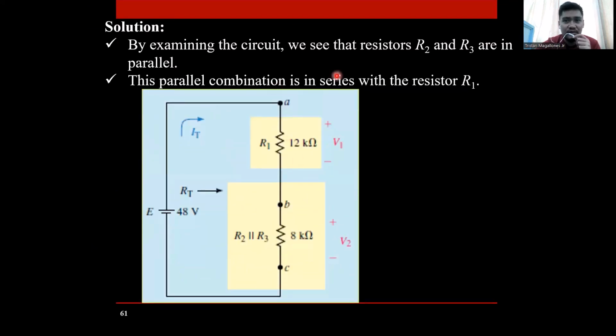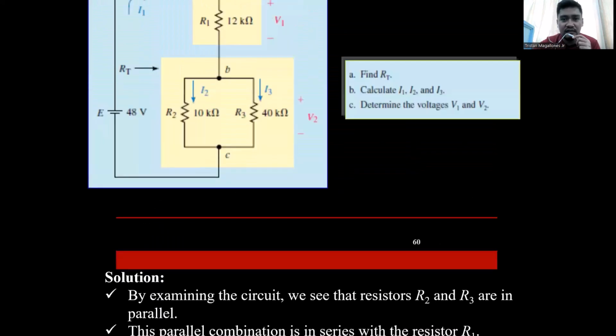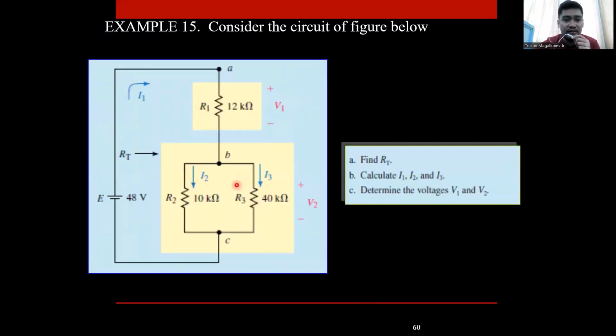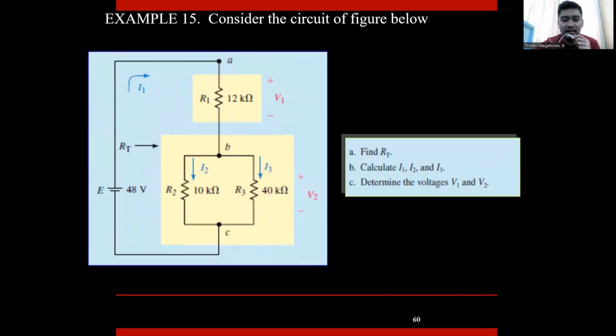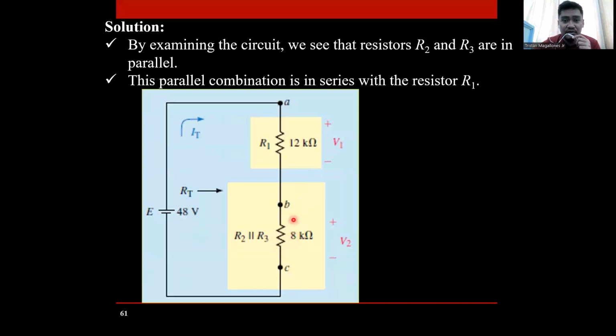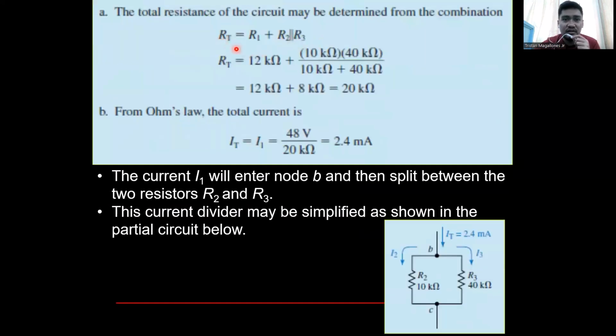So by examining the circuit, we see that resistors R2 and R3 are in parallel. This parallel combination is in series with resistor 1. So for the parallel combination of R2 and R3, given as 10 and 40, that is 1 over 10 plus 1 over 40, and you take the reciprocal of that. Your value will be 8 kilo ohms. So I have 12 kilo ohms for R1 and your parallel combination of 8 kilo ohms. So I have 20 kilo ohms of total resistance. Total resistance will be R1 plus the parallel combination of R2 and R3. So I get 20 kilo ohms.